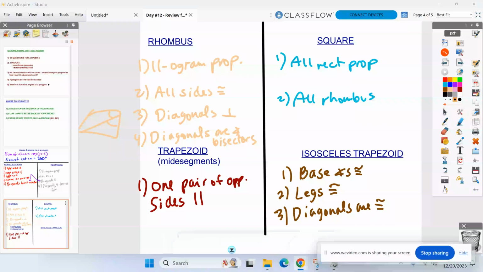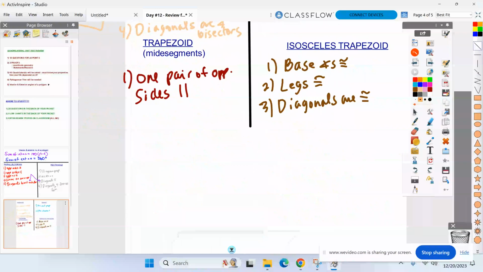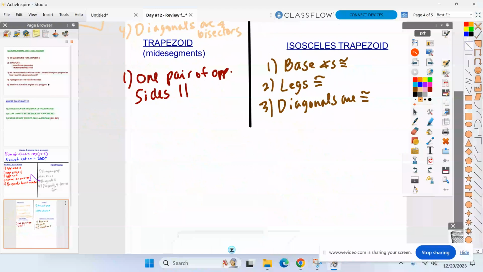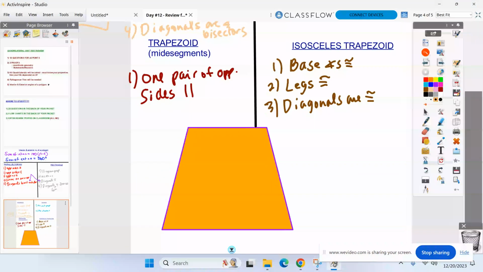Mid-segment. I'm sure I'll ask a question about a mid-segment. We took a lot of time in class to talk about that. Where's my trapezoid? There it is. All right, how's a mid-segment formed? You connect the midpoints of the non-parallel sides. So here's my mid-segment.